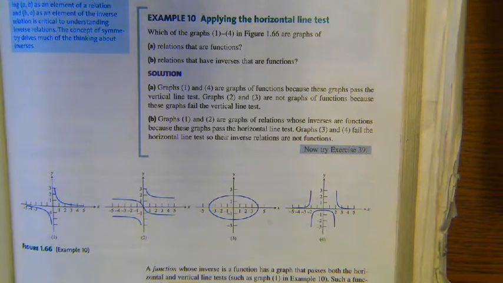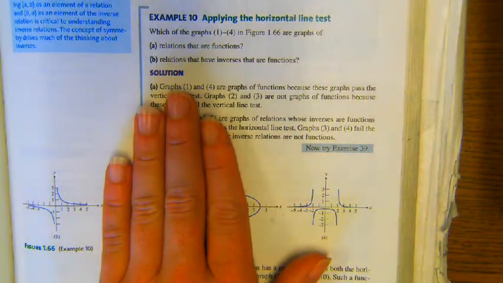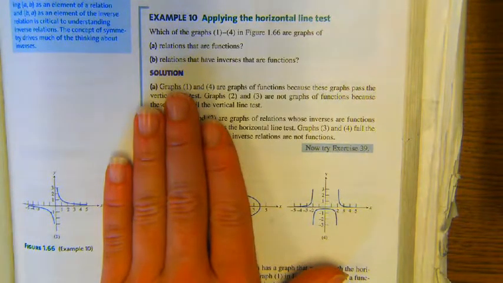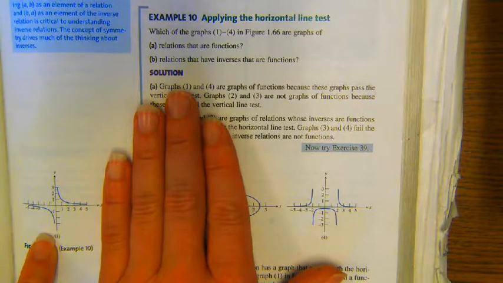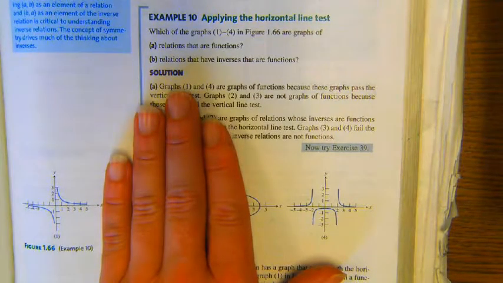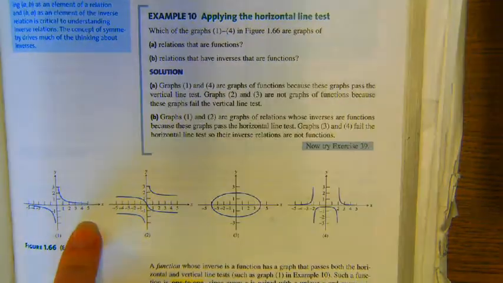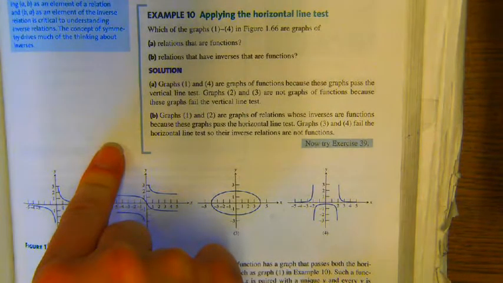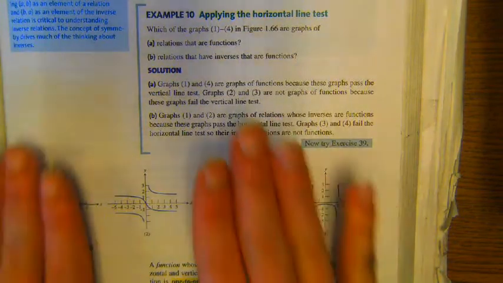Okay? So number one, do you recognize this? What is the equation for that? 1 over x, look at you. Okay, this is a function. Does this have an inverse that is a function? Yes, this passes the horizontal line test. So this is a function and its inverse is a function. This would be a one-to-one function.